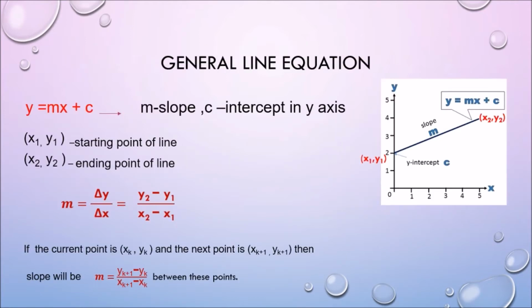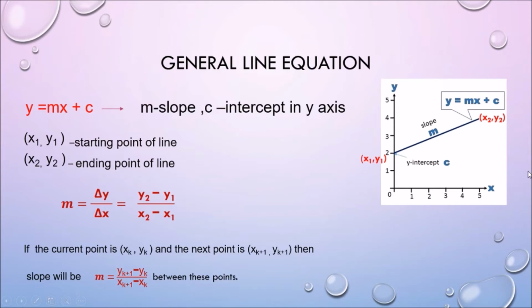This is general line equation. y equals mx plus c. Here m is slope, c is intercept point in y-axis. x1, y1 is starting point of line, x2, y2 is ending point of line. The formula of slope equals y2 minus y1 divided by x2 minus x1.